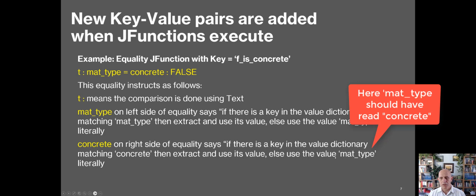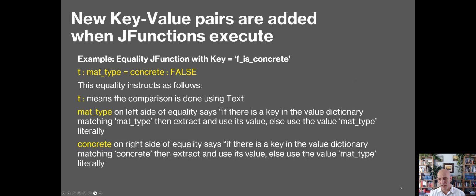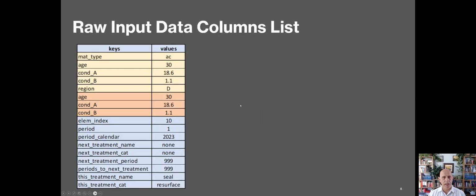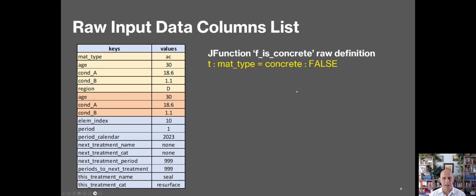Otherwise, use the value that should be concrete there, not mat type. Use concrete literally. And the colon false at the end just means that the comparison is not case sensitive. So let's look at how JCass at runtime will interpret that equality.